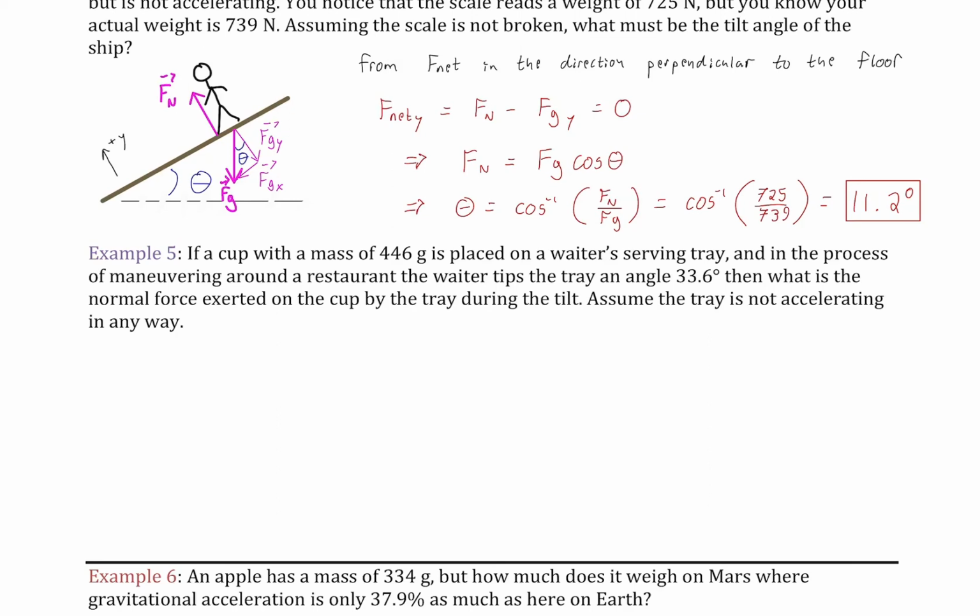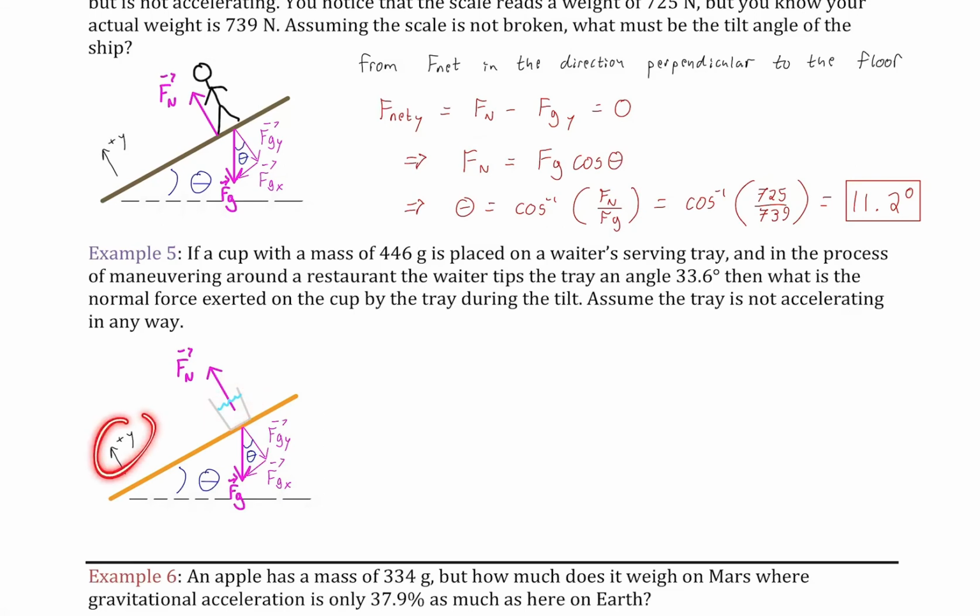If a cup with a mass of 446 grams is placed on a waiter's serving tray, and in the process of maneuvering around a restaurant, the waiter tips the tray at an angle of 33.6 degrees, then what is the normal force exerted on the cup by the tray during the tilt? The only difference here is that instead of solving for theta, we're just going to solve for Fn. Very similar picture, just replace the floor with a waiter's tray. We still have the normal force, the same coordinate axes, same geometry, same angles, same components of forces, same gravity.